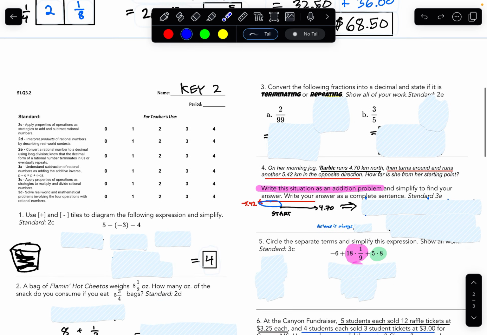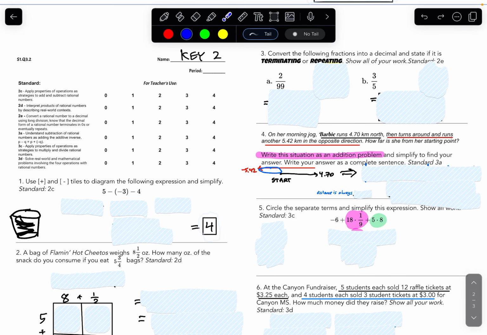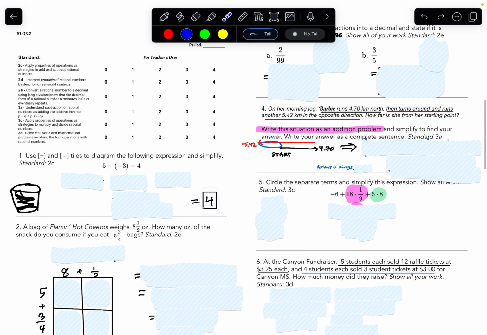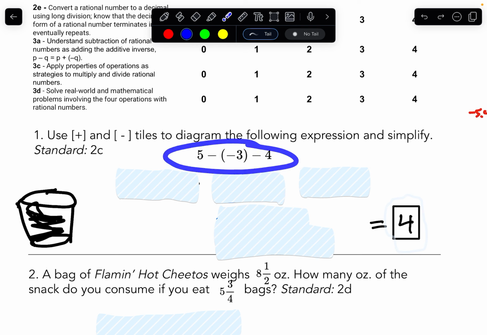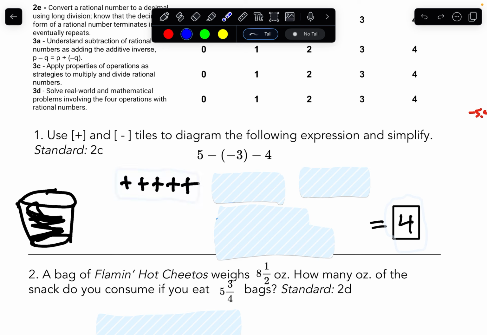All right, now we're gonna go over version 2. Version 2 has some different answers, but we're gonna explain it really quickly as well, okay? So for number 1, in version 2, we have 5 minus negative 3 minus 4. So I'd like for you to start with 5 one-tiles.